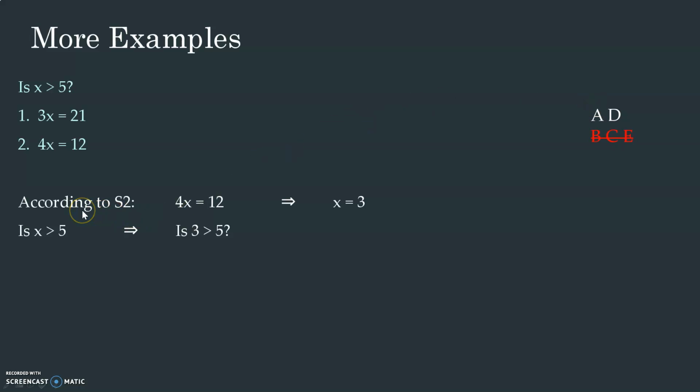According to statement 2, you have 4x equals 12, which gives you x equals 3. Now the question says, is x greater than 5? So effectively we are asking, is 3 greater than 5? Is it? Clearly a no. 3 is not greater than 5, right? So is 3 greater than 5? You will say no. But in saying no, have we answered the question? Does it really answer the question?